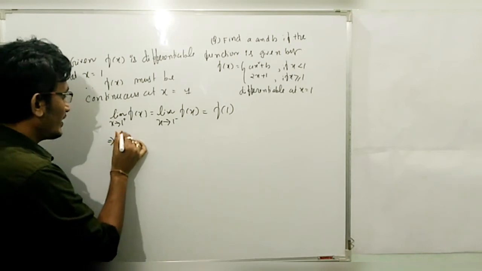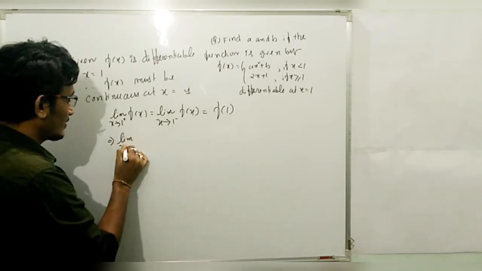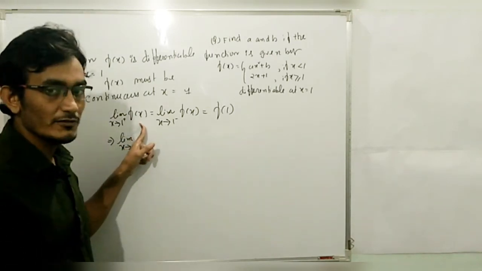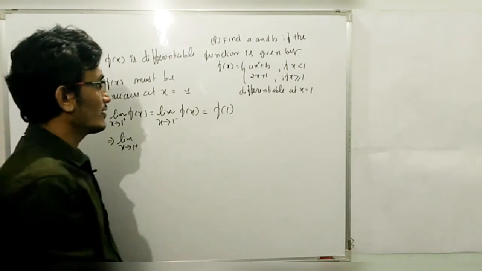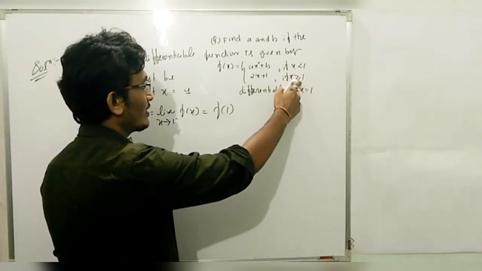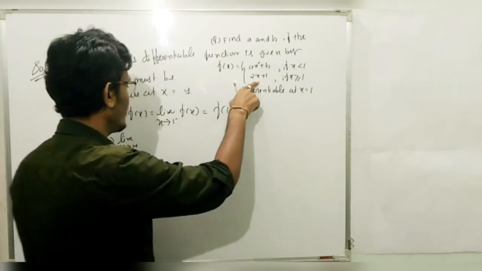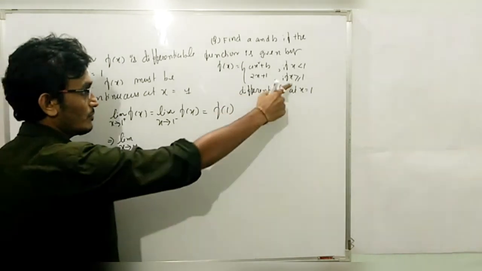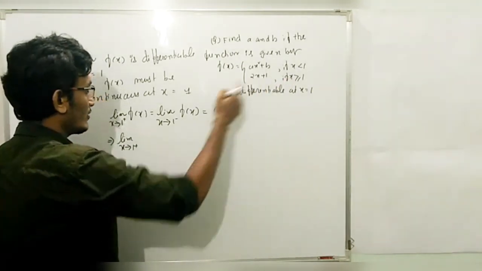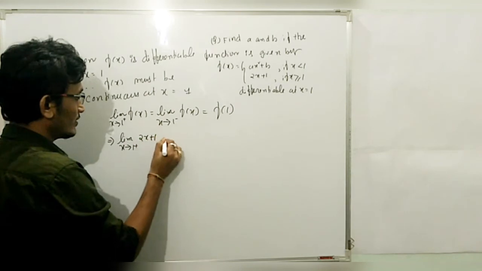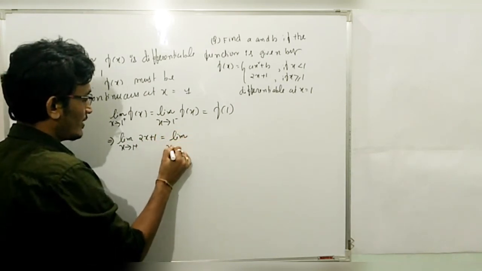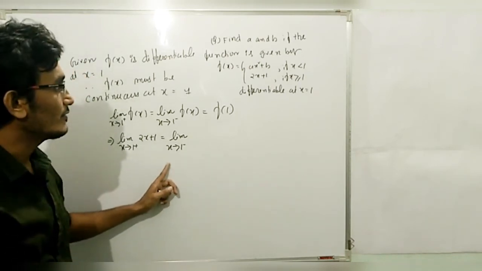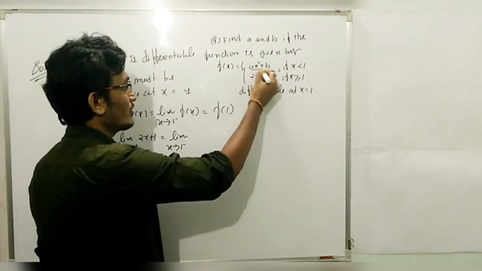Now limit x tends to 1 plus f(x). So 1 plus means we need to consider all the values of x which are greater than 1. So x is greater than 1, that means this is the condition. So f(x) equals 2x plus 1. So 2x plus 1 is equal to limit x tends to 1 minus. So 1 minus means the values of x should be less than 1. So this is the condition.